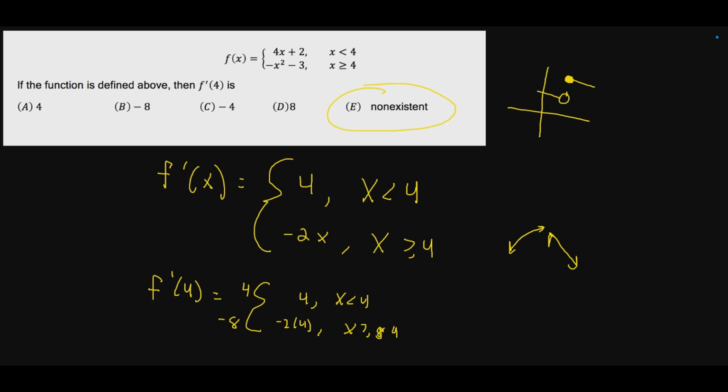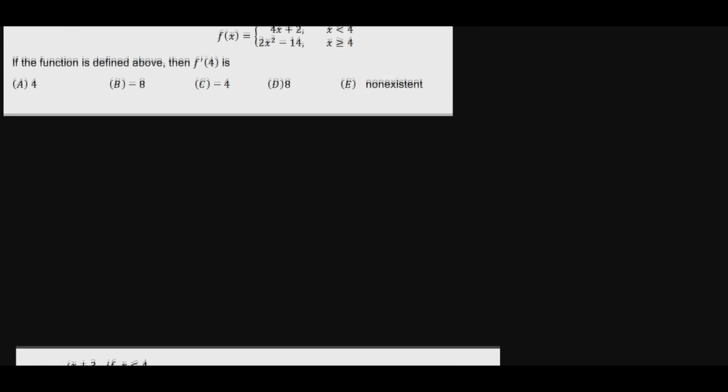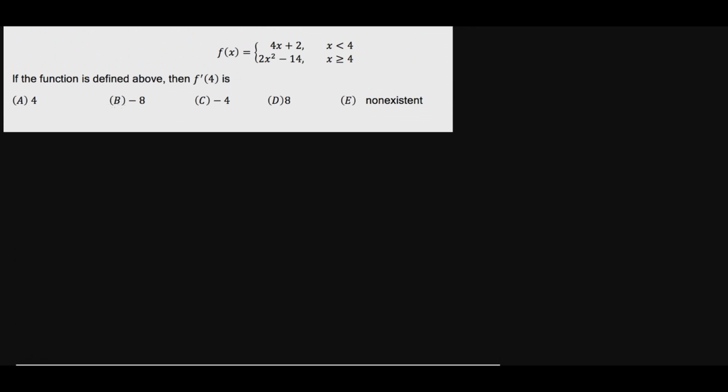All right, so let's go ahead and take a look at maybe another problem here. Cool. So here's the function. We want to find f prime of 4. So I'll do the same thing. I'll take the derivative of the top, which is 4, and I'll take the derivative of the bottom, which happens to be 4x. Okay. Now what do? Well, I plug in 4, and if I plug in 4, I'll get 16. Right, and this is 4. Again, slopes don't match. Boom, non-existent.